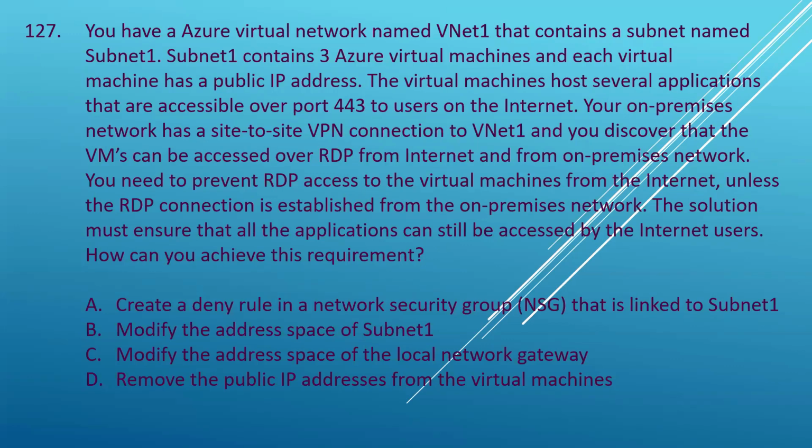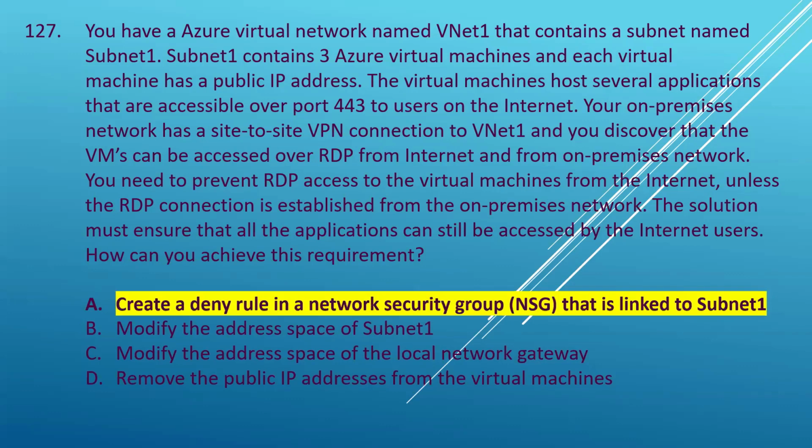Now let's look at the options available. A: You create a deny rule in a network security group, NSG, that is linked to subnet 1. B: You modify the address space of subnet 1. C: You modify the address space of the local network gateway. D: You remove the public IP address from the virtual machines. To achieve this requirement, you should create a deny rule in the network security group that is linked to subnet 1, which is option A.